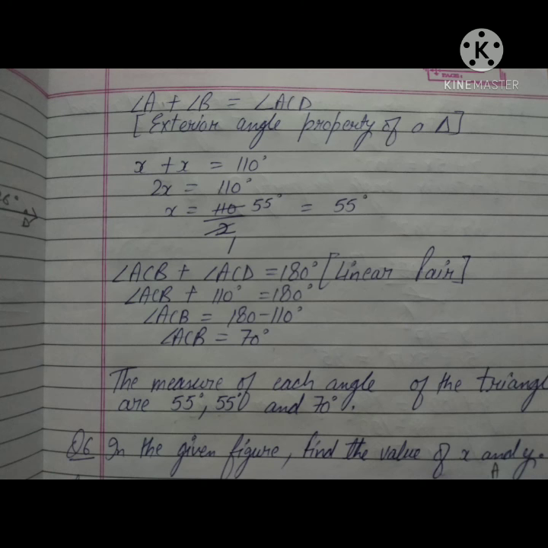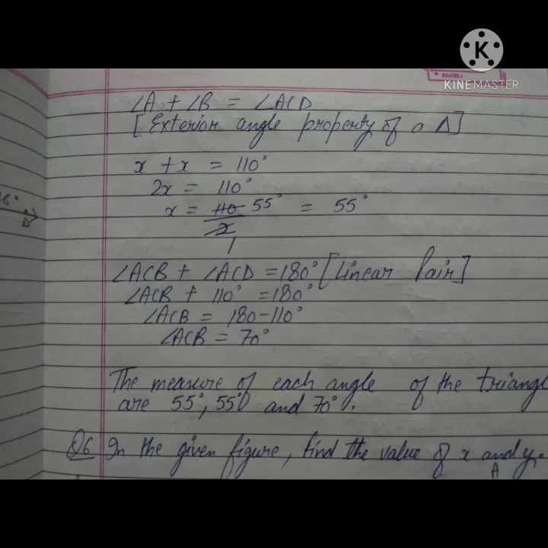So angle A plus angle B is equal to angle ACD, by the exterior angle property of a triangle. So x plus x is equal to 110 degrees. When you add x and x, you will get 2x. 2x is equal to 110 degrees. x is equal to 110 divided by 2, which is 55 degrees, because 2 fives are 10, 2 fives are 10, 55 twos are 110. So x is equal to 55 degrees.